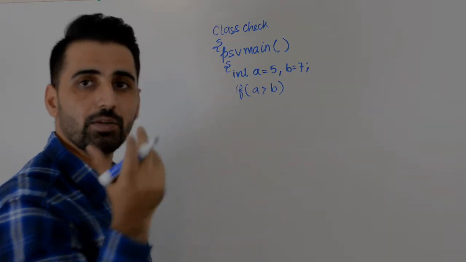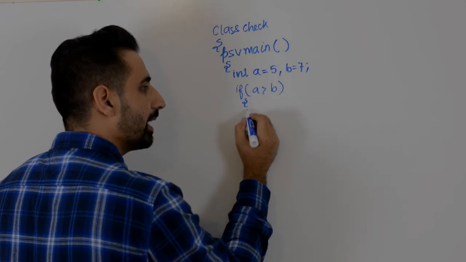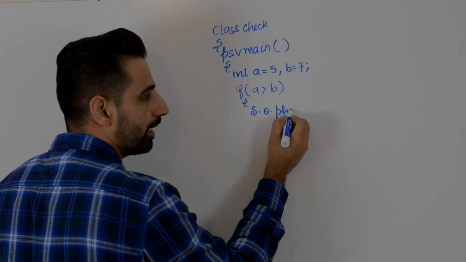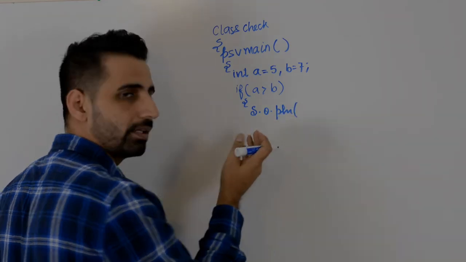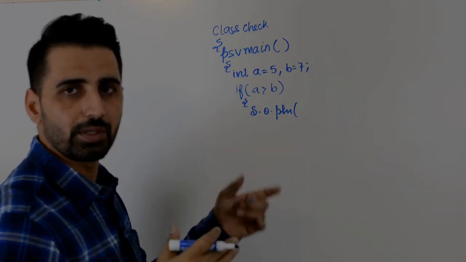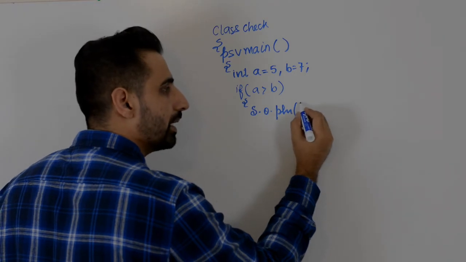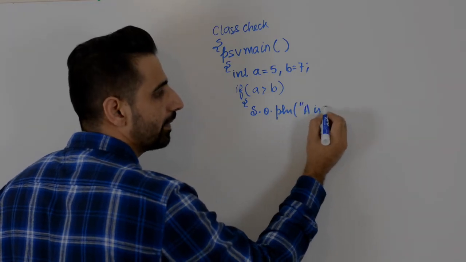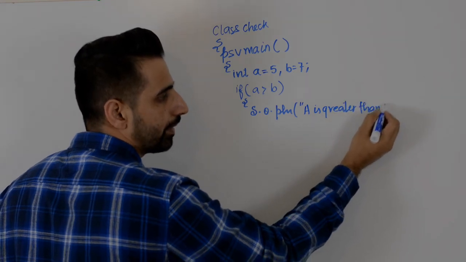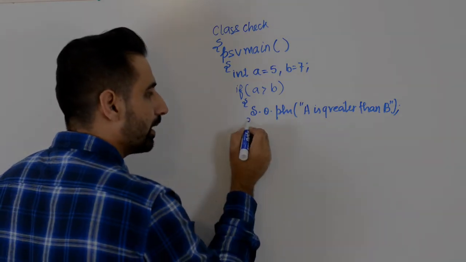Condition will always give value true or false. If a is greater than b, then what will I write down? System.out.println. You have to write it in complete, you won't be using a shortcut when you write a program in an IDE, Java integrated environment. So System.out.println, what will I write down? A is greater than b, then we'll close this bracket.